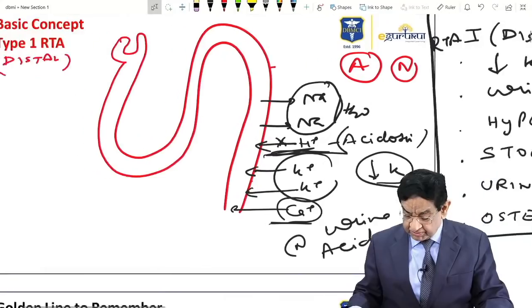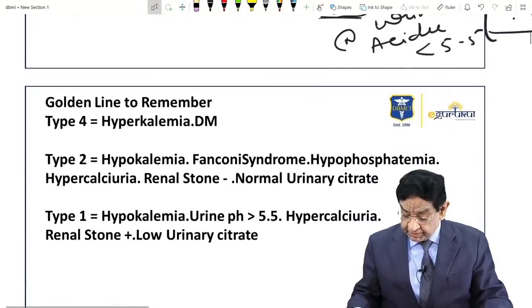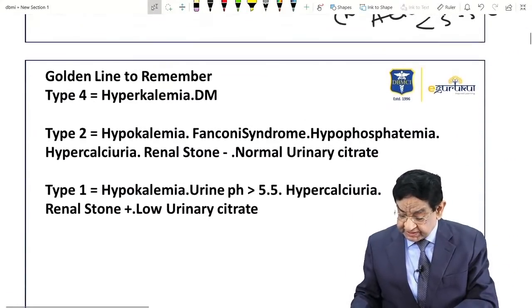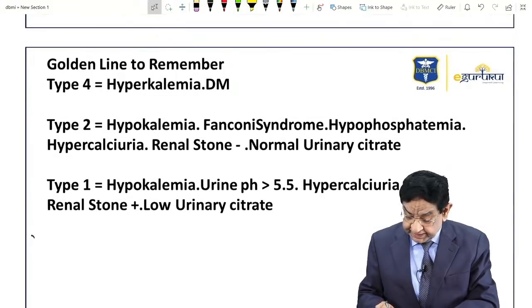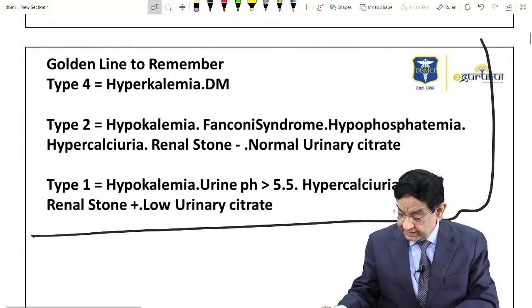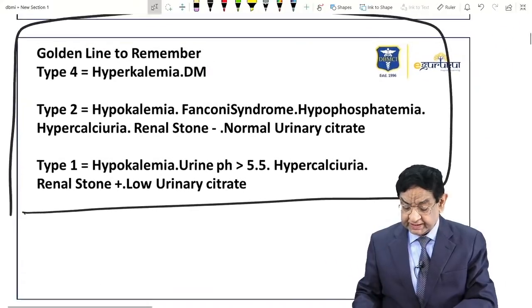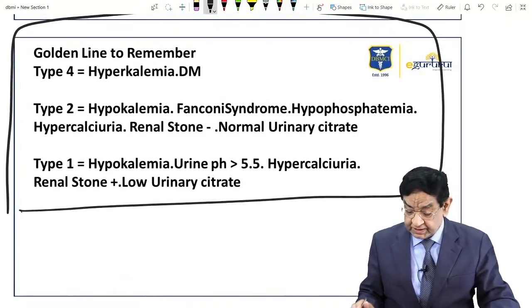With this background, the golden line I have written separately also. Anybody who could not copy, they can copy it. Golden line in the whole one box.